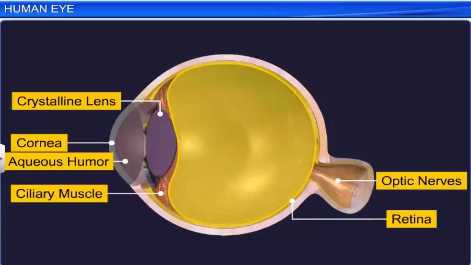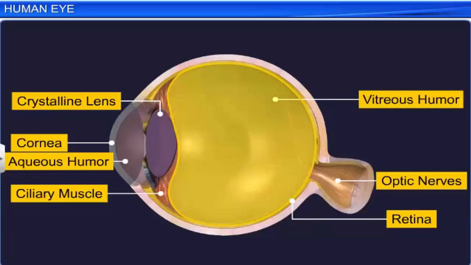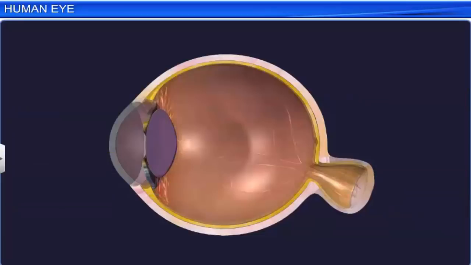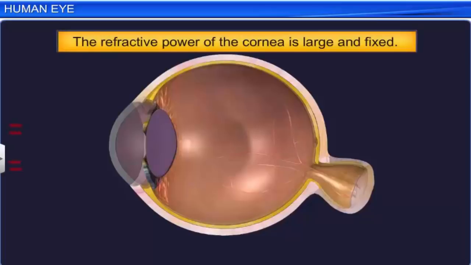The refractive power of the cornea is large and fixed. The refracted light is then incident on the iris. The crystalline lens is just behind the iris, and light after passing through the pupil falls on it and is again refracted to form a sharp image on the retina. For an object to be seen clearly, the image must be formed exactly on the retina. The crystalline lens along with the cornea is able to refract the light that enters the eye to form a sharp image on the retina.